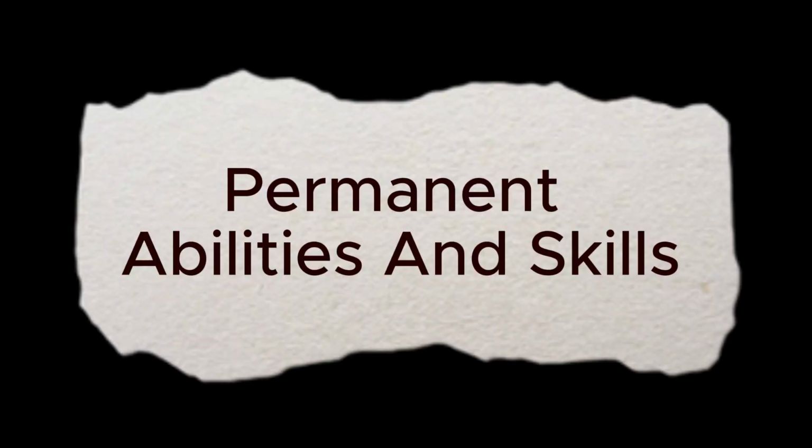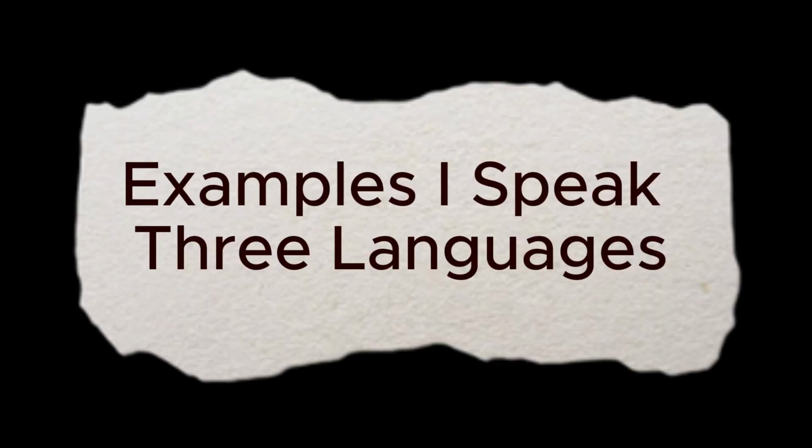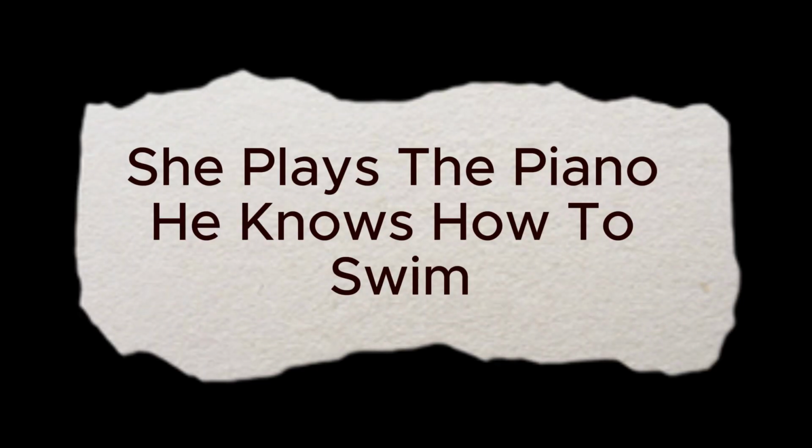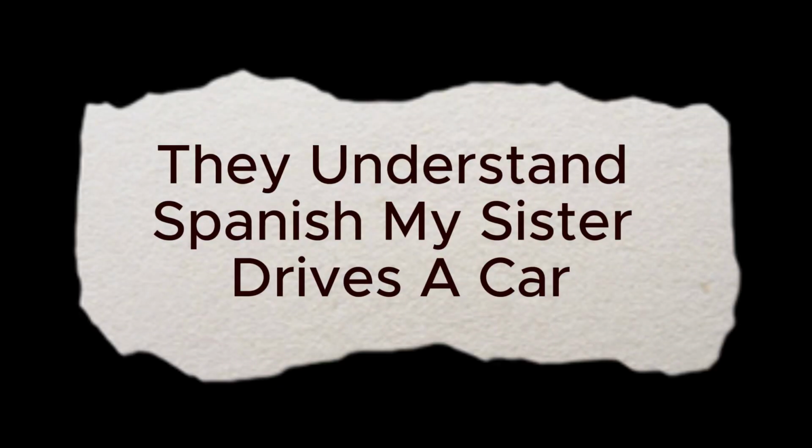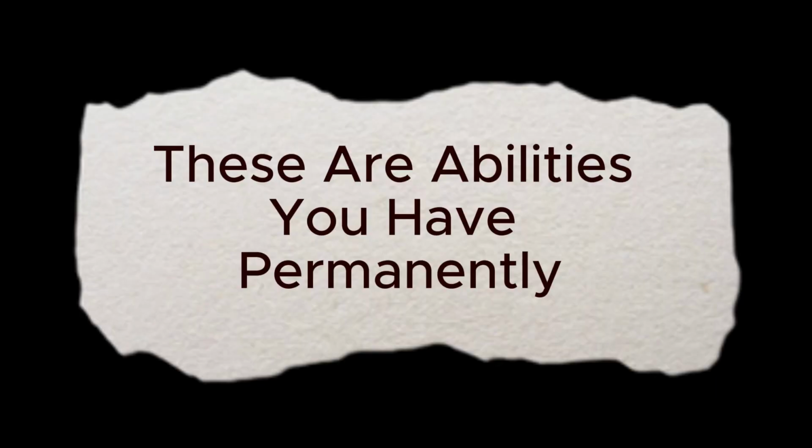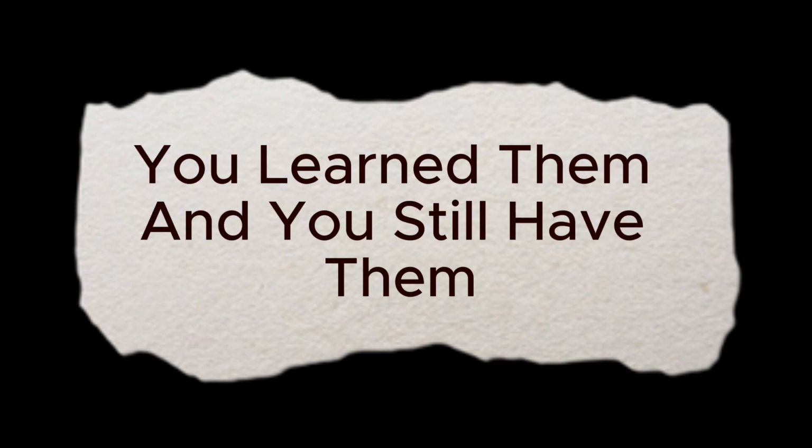Permanent abilities and skills. Examples: I speak 3 languages. She plays the piano. He knows how to swim. They understand Spanish. My sister drives a car. These are abilities you have permanently. You learned them and you still have them.